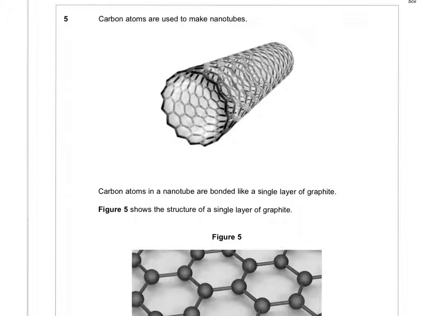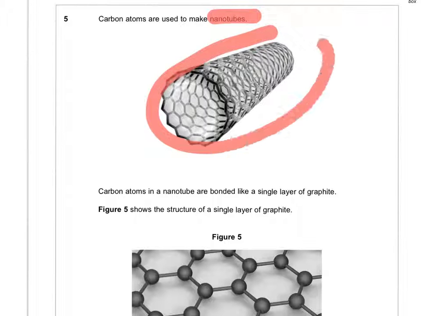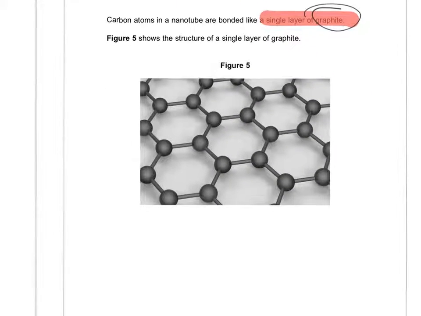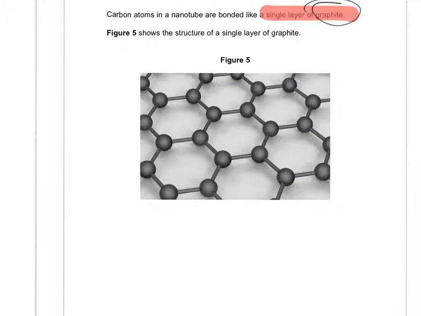And then a really weird question, okay, because this doesn't come up often, nanotubes. It is in the spec, okay, but nanotubes, very rare. Okay, so it says carbon atoms are used to make nanotubes, and then we've got a diagram. It says carbon atoms in the nanotube are bonded like a single layer of graphite, and that's our way in, because we should really know the bonding in graphite. And it even shows us a bit of that single layer of graphite, so we can see, from what we know, every carbon is bonded to 1, 2, 3 others, and we get this hexagonal arrangement.